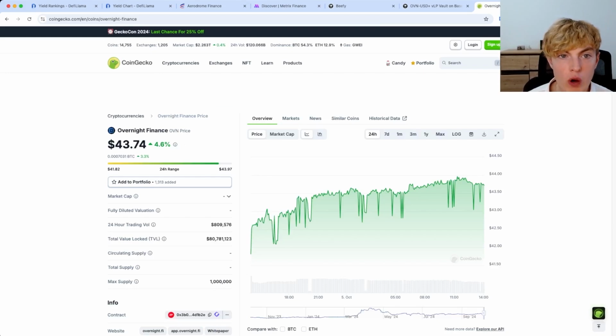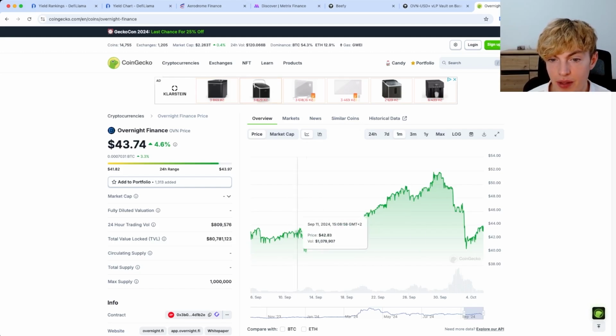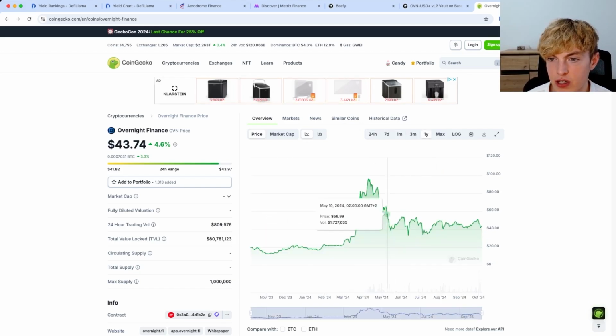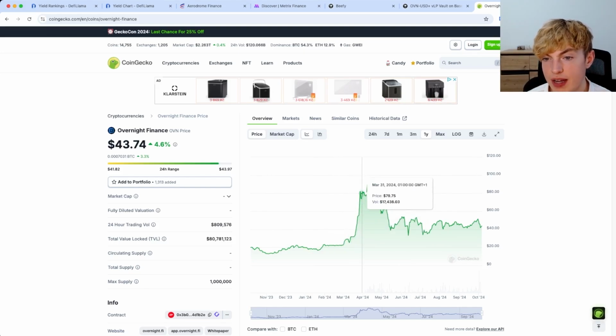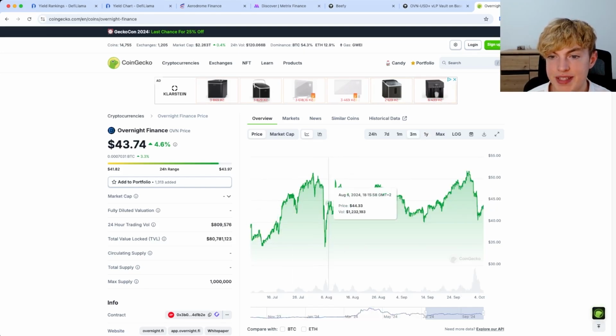Now we can go over to CoinGecko and take a look at the OVN token on its own and see how it is doing. Over the past month, it is green. It is up a bit. It had a big climb and then went back down. Over the past year, it is still up. It had a huge rise in April and now it is back down a bit. But all in all, it seems like over the past 3 months, it's done pretty well.